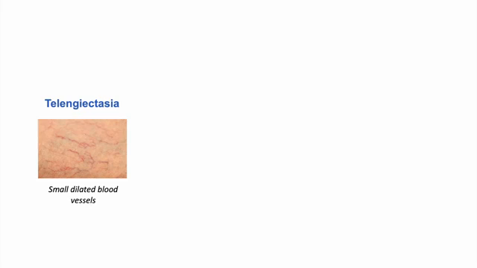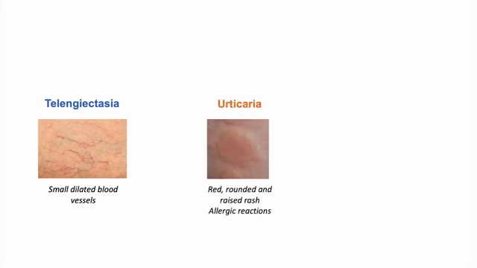And another skin manifestation that is very common is urticaria. And urticaria is just another word for hives. So urticaria are red, they're rounded, and they're a raised rash. So the R's, you can think of that way. So red, rounded, raised rash. And these are due to allergic reactions most times.